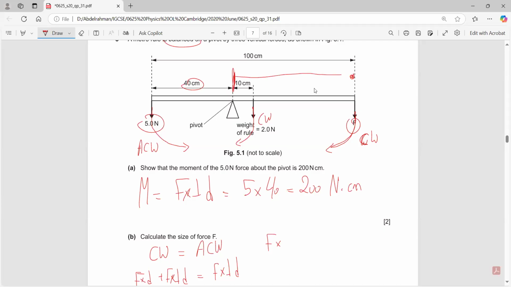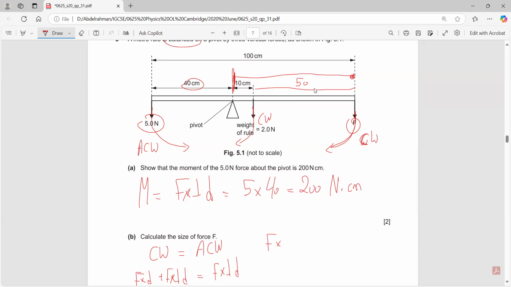No, it's not 50. It's actually 60. Why is it 60? Because it is 50 all the way to the center, and then there is an extra 10 centimeters from the center of mass to the pivot. So the total distance is 60. Or you can say 100 minus 40. Excellent.